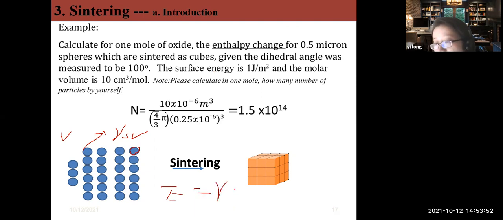Gamma times what equals to the energy? Can someone type? J? Yeah, excellent. Thank you. Okay, area.